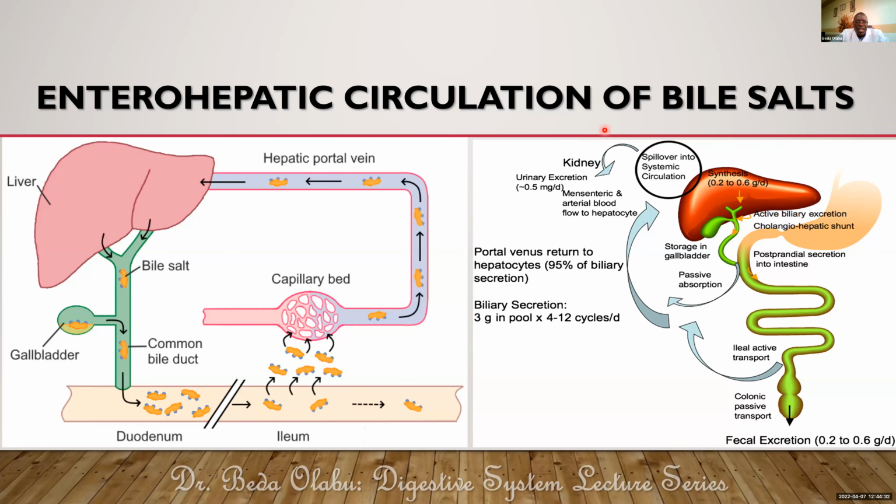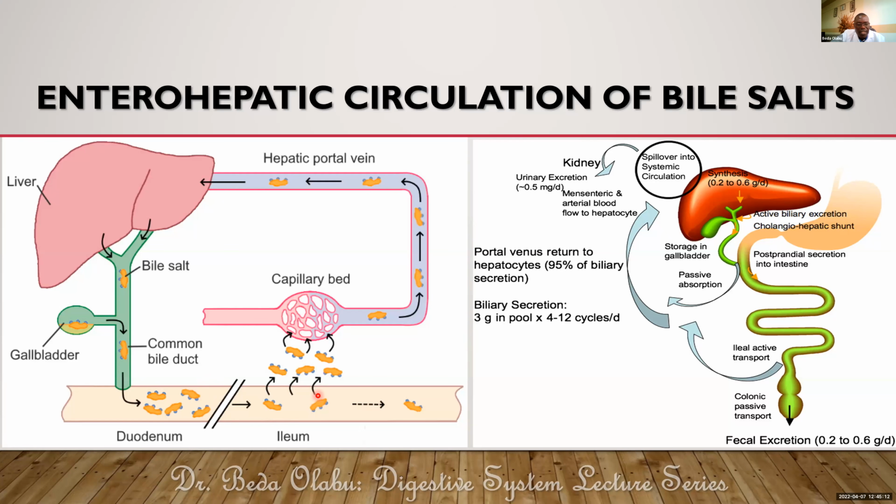Enterohepatic circulation refers to the circulation of bile salts between the liver and the intestines and back to the liver. So this is the story. The liver produces cholesterol, and that cholesterol is what's used to form the bile salts. The bile salts go through the biliary tree. They get concentrated, but eventually they find themselves in the duodenum. They are useful in the duodenum for digestion of fat and absorption of fat.